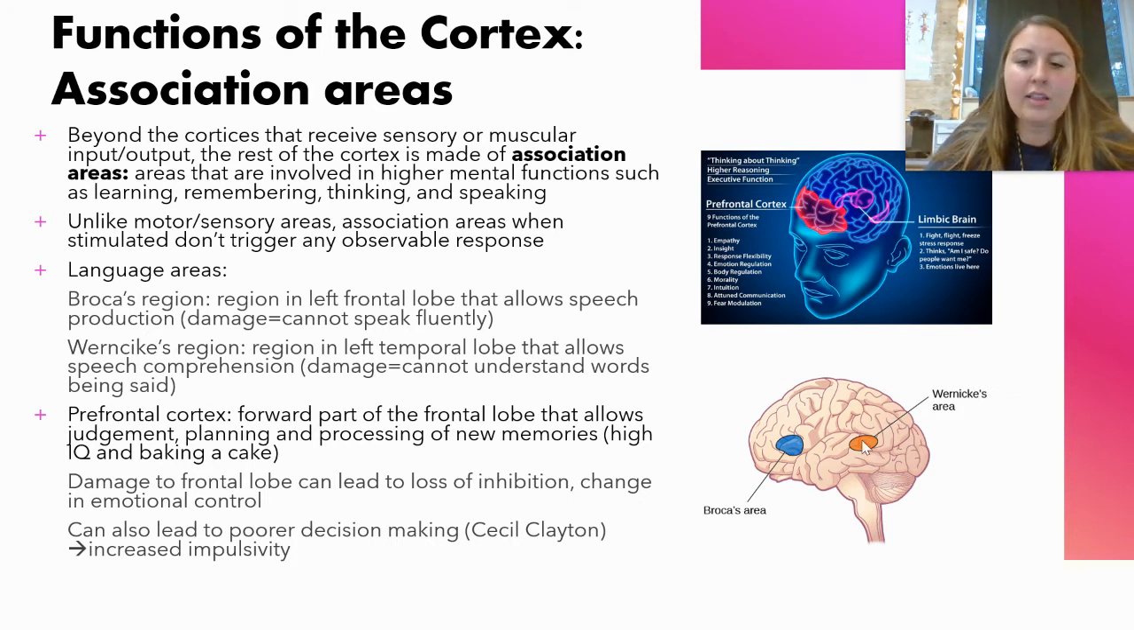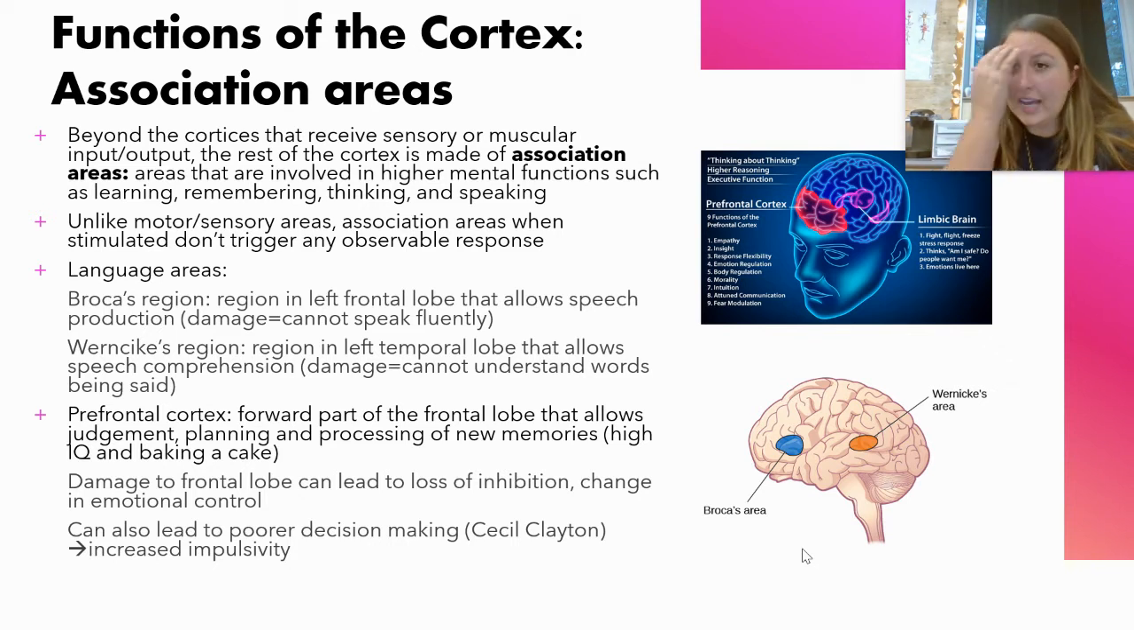Behind that, in the left temporal lobe, is Wernicke's area. And this region basically allows us to comprehend what's being said and what we're saying. So the Broca's region is about speech production. This region is about speech comprehension.